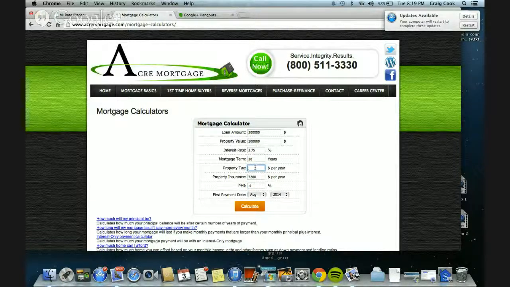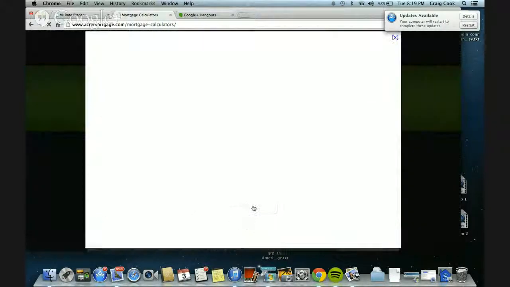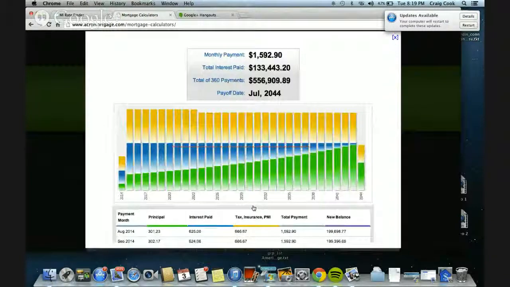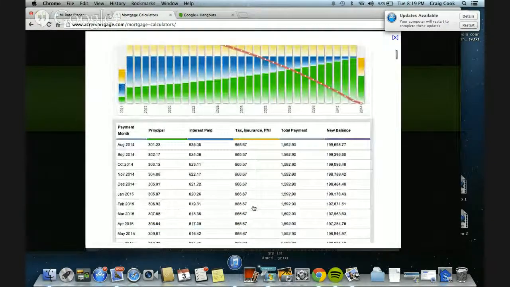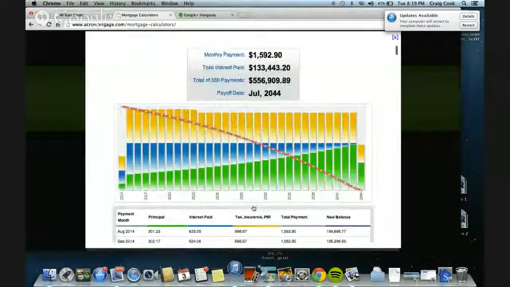Now that's the case for any USDA loan. And we're going to keep the taxes the same, all right? So we hit calculate, and bam. So you have your USDA mortgage payment, all right?